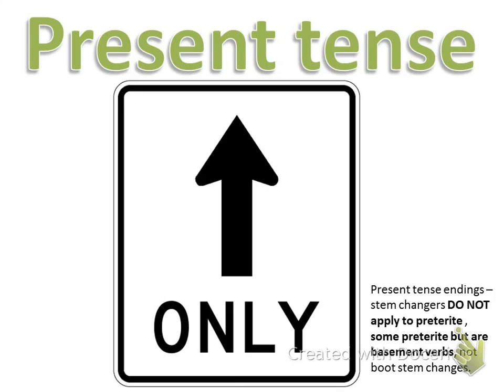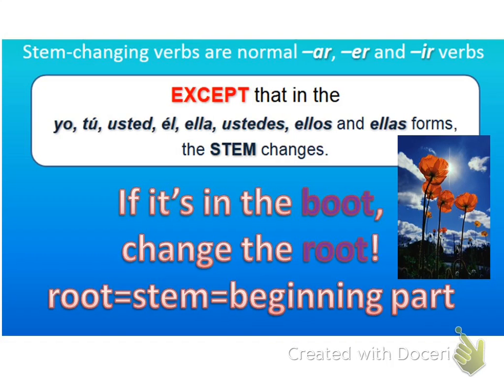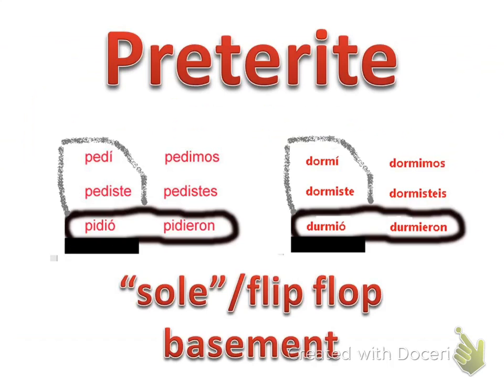They're only going to change in the bottom 2 forms, so I'll call that a basement instead of a boot change, which is what happens in the present tense. We'll get back to that later in next week. So write on your chart if you need to, but if it's in the boot, change the root so that we always remember that we're talking about stem changing verbs in the present tense.